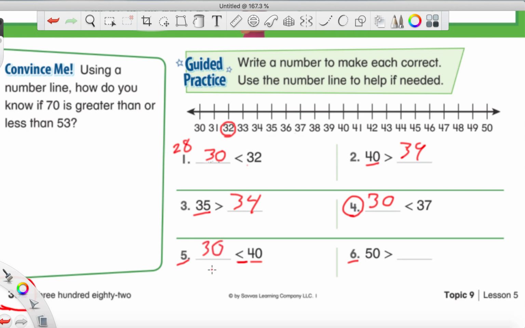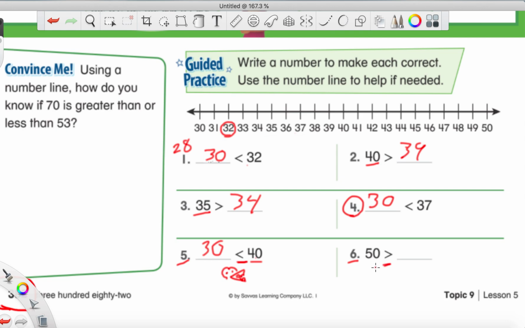And then we can just look at this again, make sure it makes sense. Is 30 less than 40? Sure thing. So if we made this into an alligator's mouth, would he still want to eat the nice big juicy 40? He sure would. He's not going to want to turn around and eat that 30 because the 40 is still the bigger number.